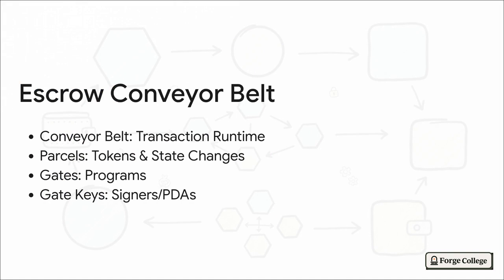Picture this beautifully simple mechanical system. The conveyor belt itself, that represents our single transaction runtime constantly moving forward. Riding on this belt are our parcels. These are your valuable tokens and your state changes. Now, along the belt, we have gates, and these represent the different programs we're invoking. And finally, to actually open those gates, we need gate keys, which in our world are the signers or program-derived addresses, better known as PDAs. If you can understand this mechanical factory, you understand CPIs.